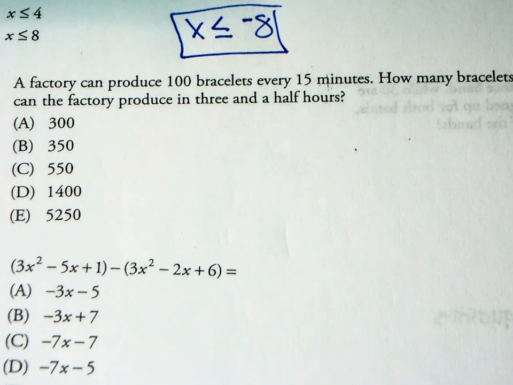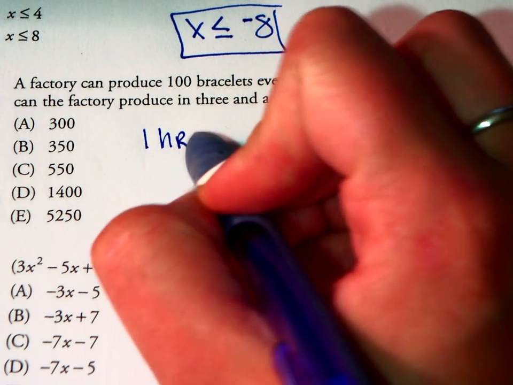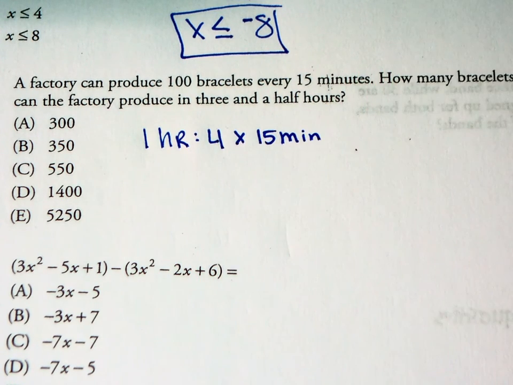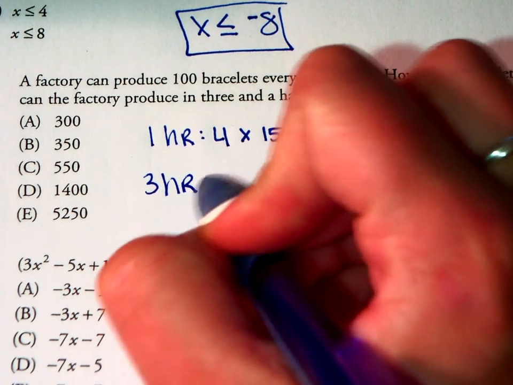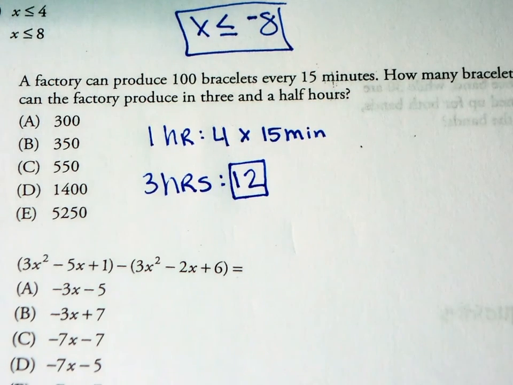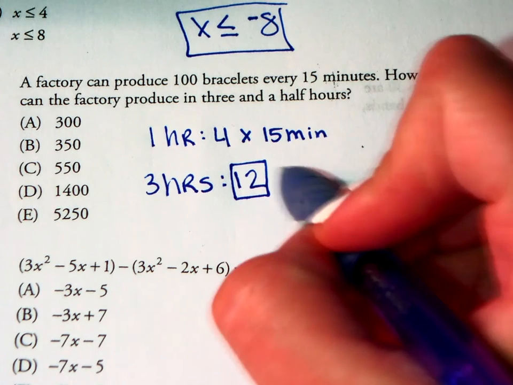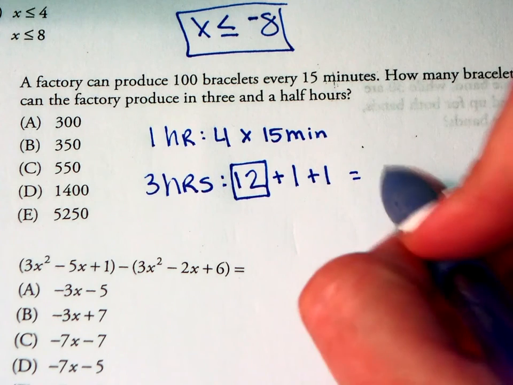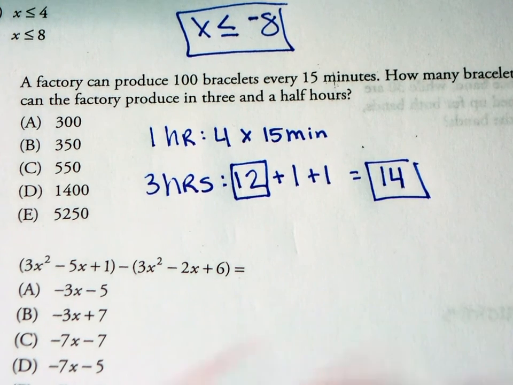All right, a factory can produce 100 bracelets every 15 minutes. How many bracelets can the factory produce in 3.5 hours? So in 1 hour, there are 4 15-minute increments, because there's 60 minutes in an hour. 60 divided by 15 is 4. In 3 hours, I would just do 4 times 3, which is 12, so I have 12 15-minute increments in 3 hours, plus my half, that would be 2. So I have a total in 3.5 hours of 14 15-minute increments.